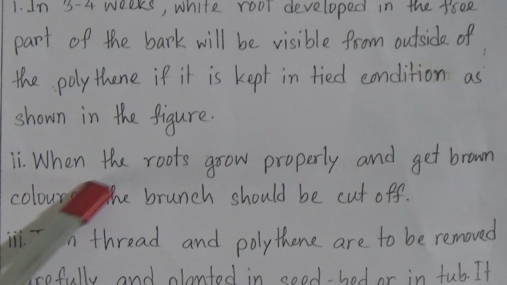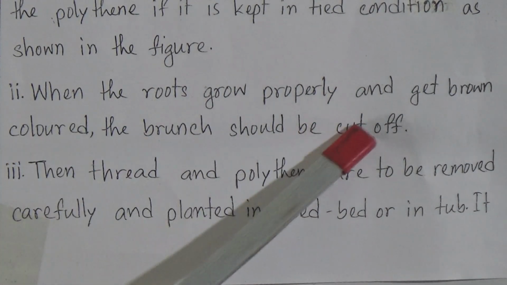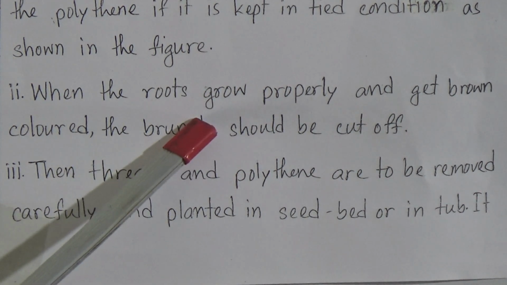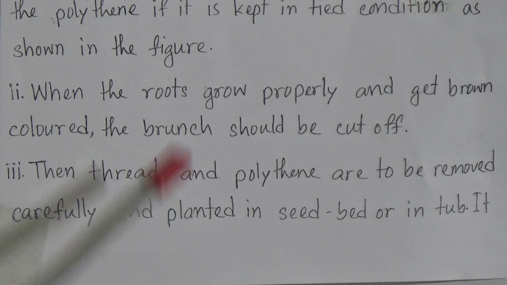Now, number 2, when the roots grow properly and get brown color, the branch should be cut off. So, we will cut off the branch when the roots grow properly and when it is brown color.